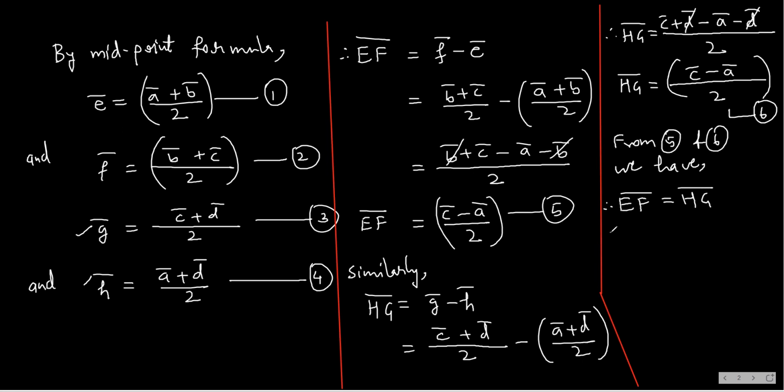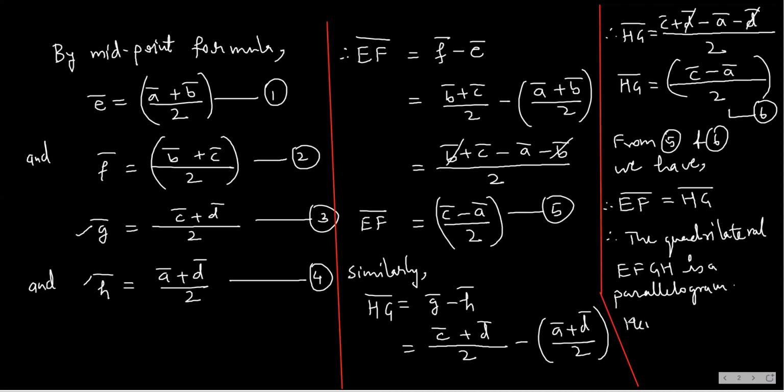What will you write? Therefore, the quadrilateral EFGH is a parallelogram. Hence, proved.